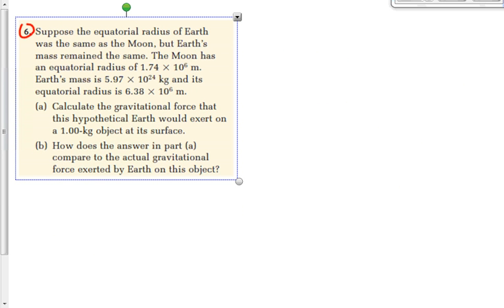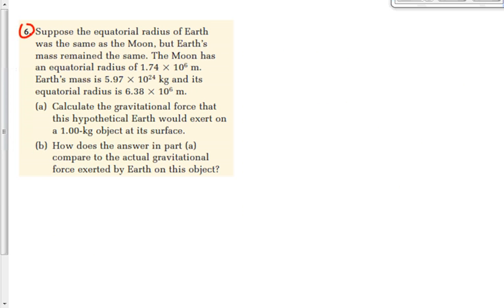And number 6, the last one that we needed to go over here. So suppose the equatorial radius of the Earth was the same as the Moon. It's not, but let's pretend that it was. But the Earth's mass remained the same. The Moon has an equatorial radius of 1.74, and the Earth's mass is this, and the radius is this. What's the force that the hypothetical Earth would exert on a 1 kilogram object at the surface?